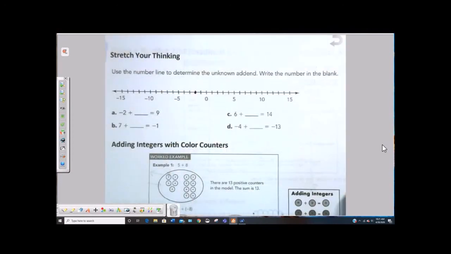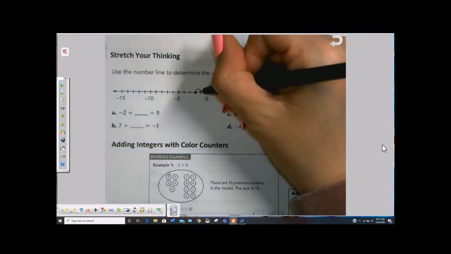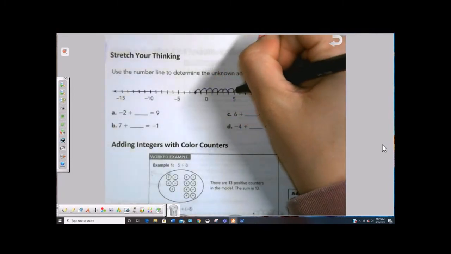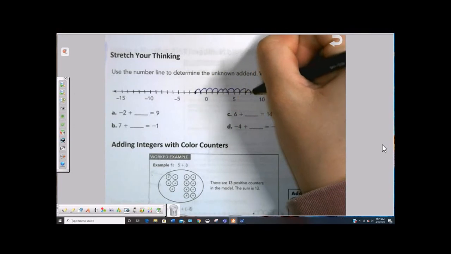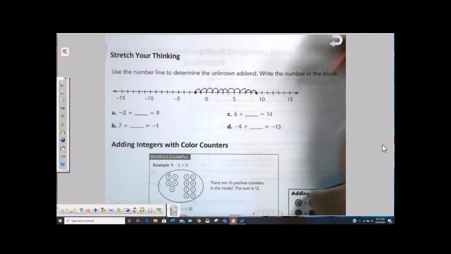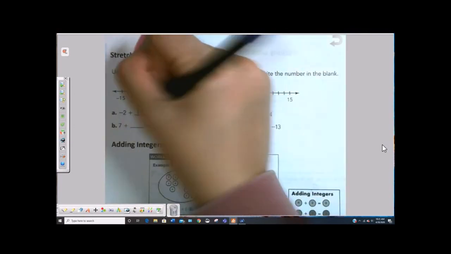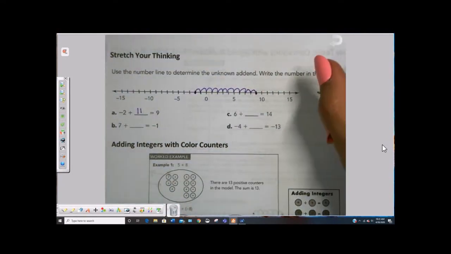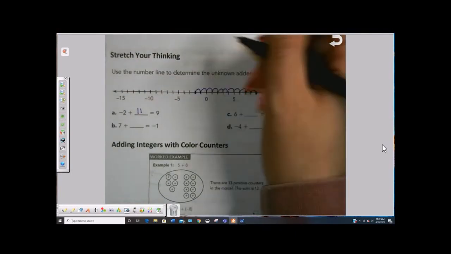So for A, you're going to start at -2, and you're just going to keep going until you end at 9. So we're moving to the right, so it is a positive number. And you're just counting how many you moved. So from -2 to +9, you move 11 spaces. And because it's to the right, it's a positive 11.